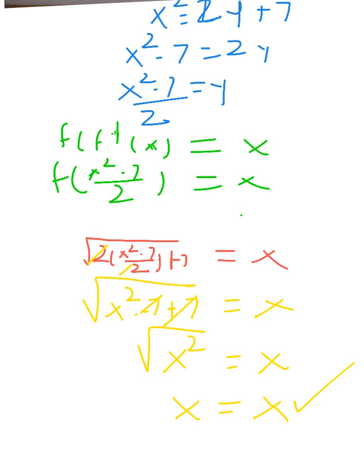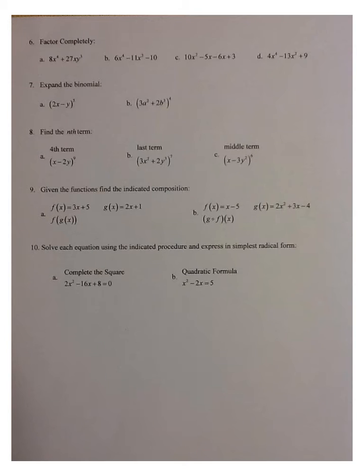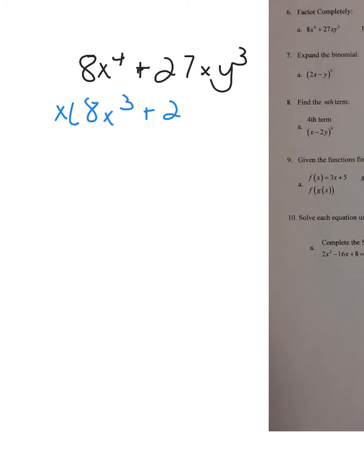All right, so let's take a look at 6a. Okay, so 6 is to factor completely. So let me write down number 6a. 6a is 8x to the 4th plus 27xy to the 3rd. So I notice there is a GCF, so you have to factor out the GCF, which is x, times 8x to the 3rd plus 27y to the 3rd.